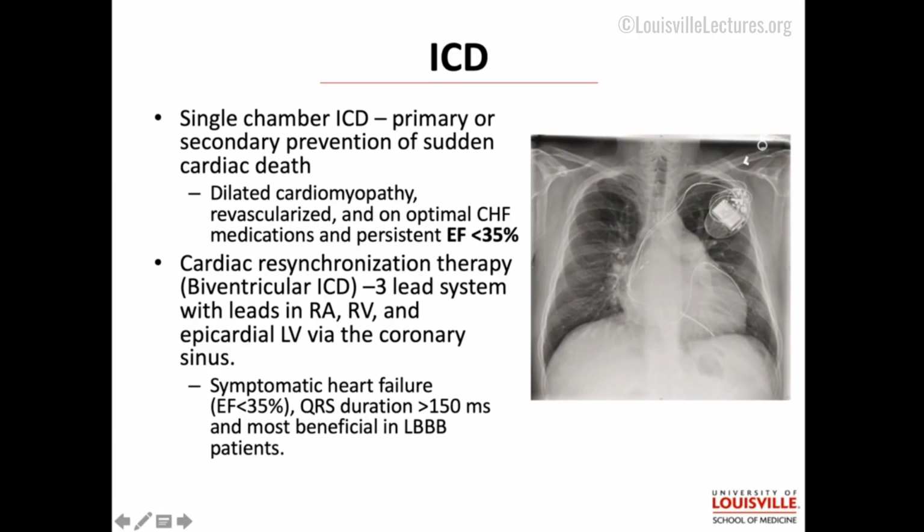So it would be very fair game to give you a question of a patient with New York Heart Association Class 2 heart failure, EF 35%, and show you an ECG that is a left bundle branch block with a QRS that you have to figure out is greater than 150 milliseconds, and the correct therapy for that patient would be a biventricular system.